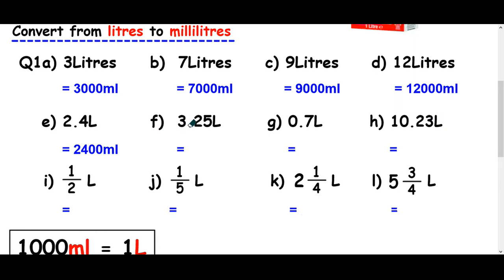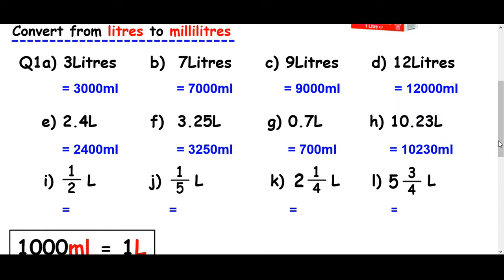I would jump the decimal point here. So 1, 2, we're at 325. Again, 3,250 millilitres. Okay, next one, jump the decimal point once, you're at 7. Jump it again, you're at 70. And then jump it again, you're at 700. So 700 millilitres. Last one on this line, jump the decimal point once, you're at 102.3, jump it again, 1,023, and then jump it again, 10,230.